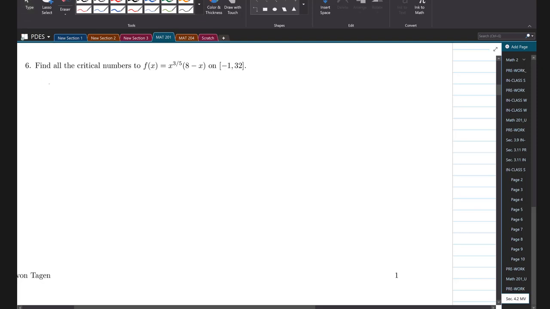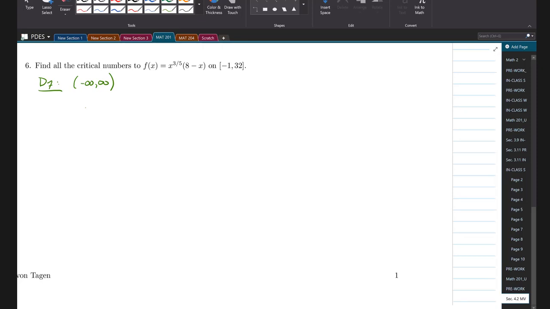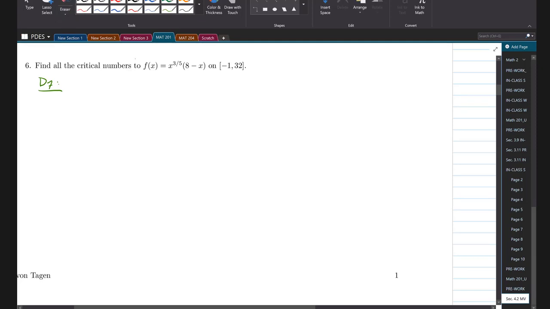So the domain here of the original function f is what? Negative 1 to 32. Yes, it is, right? Careful there. Why? Because I told you the domain is negative 1 to 32. That's really important, folks. Because if we're going to go looking for extremum, we need to identify our domain correctly.